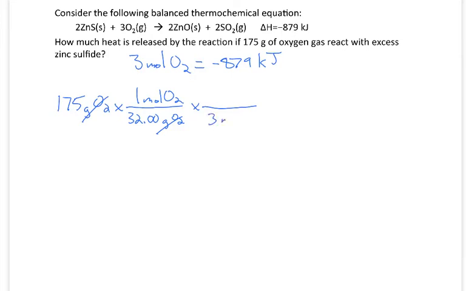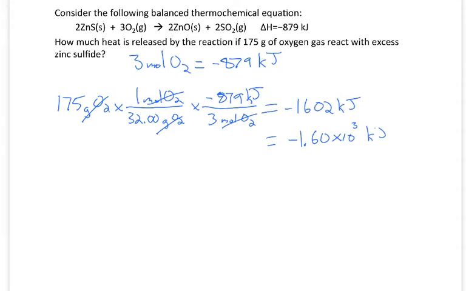So I'll have 3 moles of O2 down here, the negative 879 kilojoules. So my moles of O2 will cancel. I'll be left with kilojoules, which is what I'm looking for. And when I multiply that out, my result is negative 1,602 kilojoules. I can only have 3 significant figures in my result because I only know the mass of O2 to 3 significant figures. So I'm going to write that as negative 1.60 times 10 to the third kilojoules. All right, we'll do another example with this same chemical reaction on the next slide.